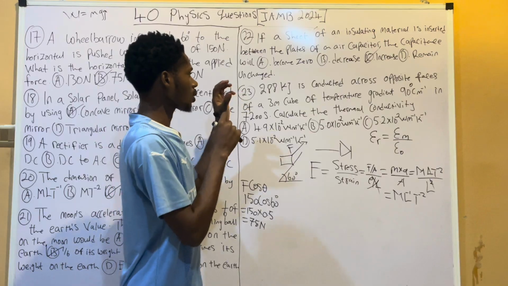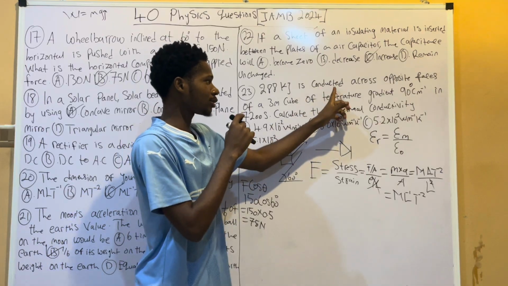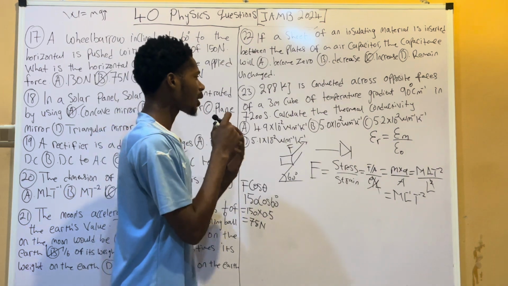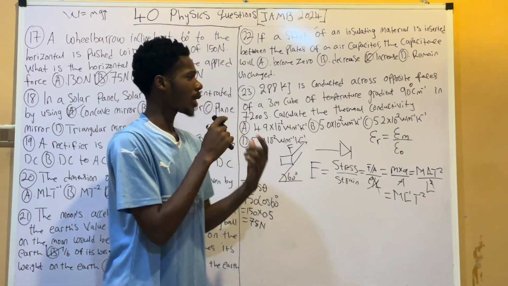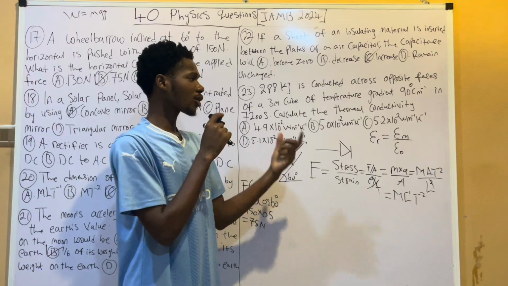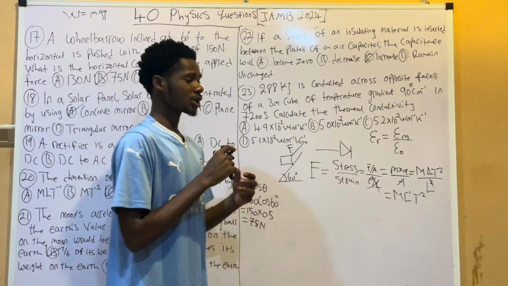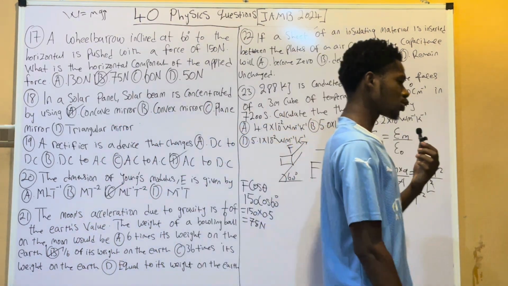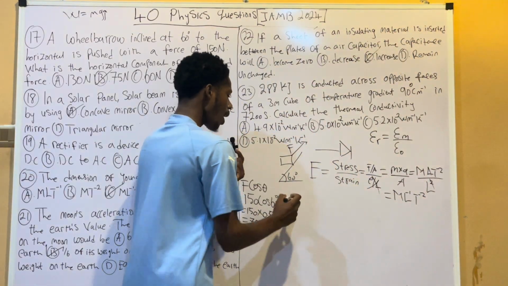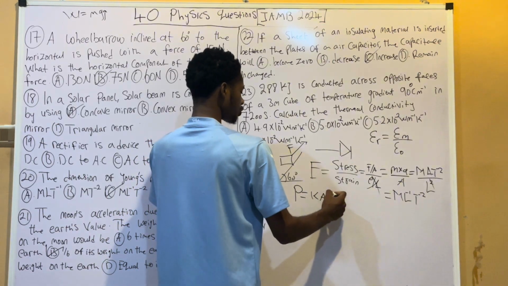Question 23 says 288 kilojoules is conducted across opposite faces of a 3-meter cube with a temperature gradient of 90 degrees Celsius per meter in 7,200 seconds. Calculate the thermal conductivity. That is what the question is asking. Option A is 4.9. You can see the various options here. Now, to solve for thermal conductivity, all you have to do is know the formula. What is the formula for calculating thermal conductivity? We do know that power in terms of conduction is equal to thermal conductivity times area times temperature gradient.